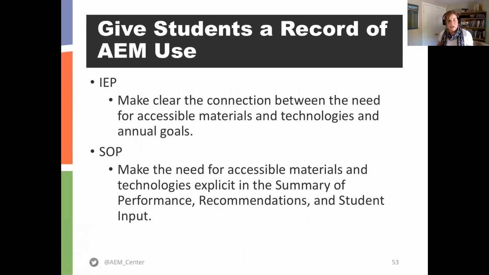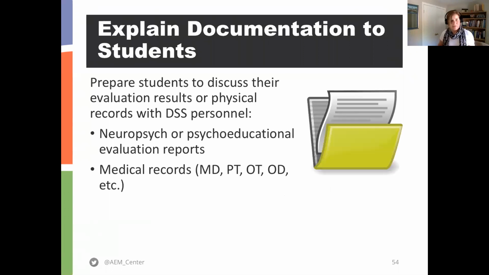Give students a record of their AIM use. Many institutions don't accept an IEP as a form of documentation. In the 2008 amendments to the ADA, there is some language that IEPs should be considered as documentation for higher ed, but many institutions are in transition on that. So make the students' need for AIM explicit in the IEP and in the summary of performance. Because you want to make sure that students have that as additional documentation.